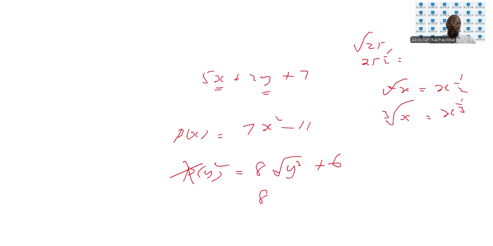Here, what can we say? 8 y to the power of 3 by 2 plus 6. Understand properly? y to the power of 3 by 2 means the square root of y cube. So we have to find the square root of y cube. Now listen here. These are not polynomials.